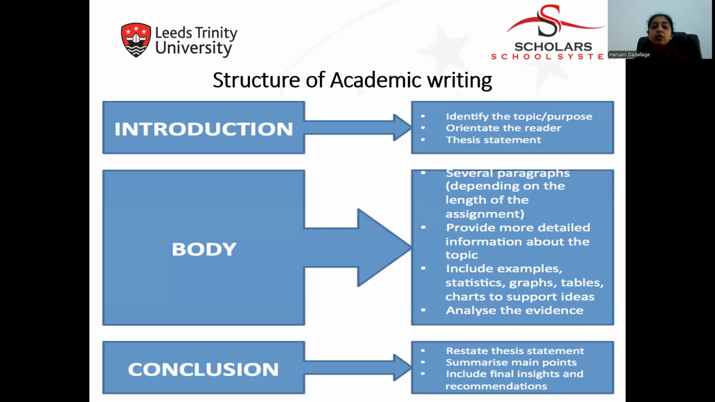Then you can move on to the conclusion section, which is the last section in your writing. You can summarize what you have written in your conclusion. So basically, conclusion refers to a summary of what you have written. You can restate the thesis statement, summarize the main points within the conclusion, and include final insights and recommendations about the topic or the area that you are writing about. So this is how you can structure your academic writing.